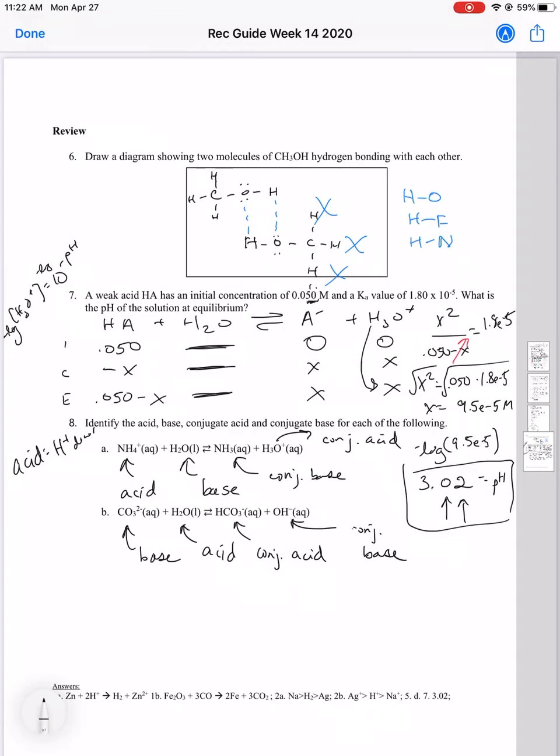And water, so in part A, it's acting as a base, and in part B, it's acting as an acid, and when it can act as an acid or a base, that's called being amphoteric. So that's just a good word to know. You may see that sometimes.